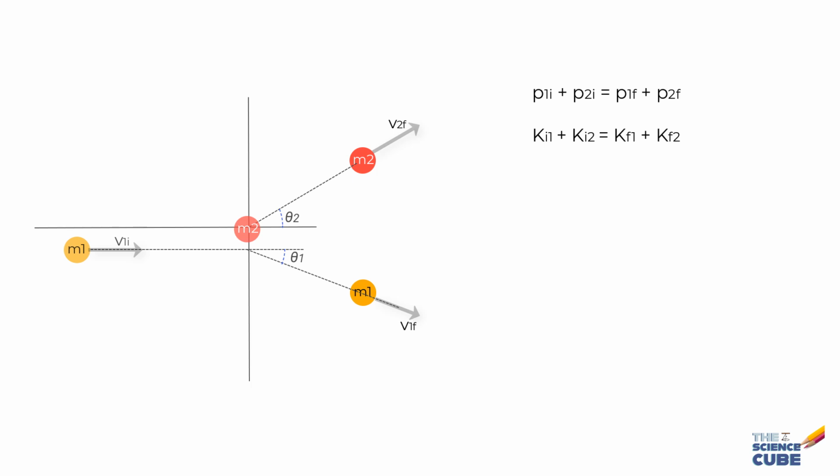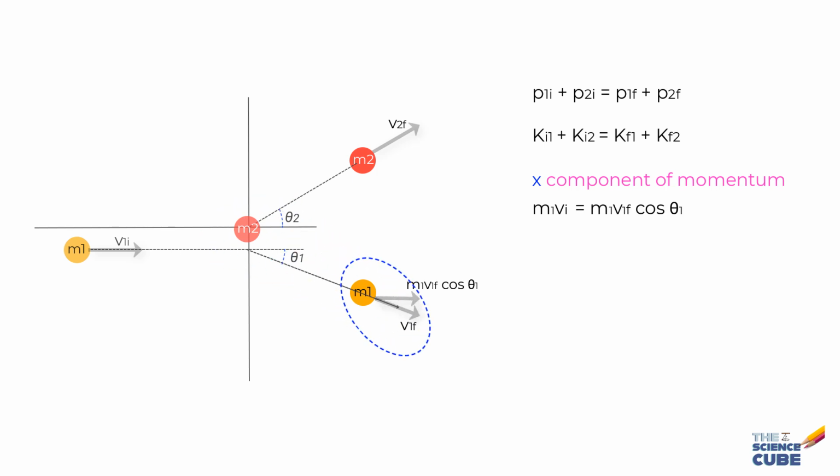So let us do that, and we see along the x-axis, m₁v₁ initial was the initial momentum with the momentum of m2 being 0 since it is stationary, and this should equal m₁v₁ final cos theta 1, that is, we have taken the component of momentum of mass m1 along the x-axis, plus m₂v₂ final cos theta 2 for mass m2 again along the x-axis.